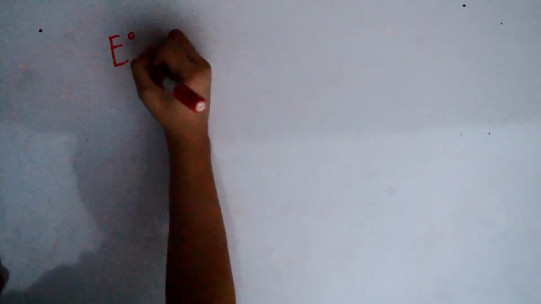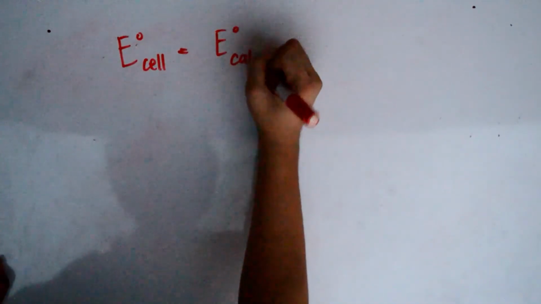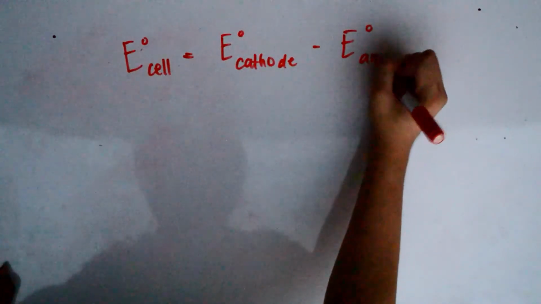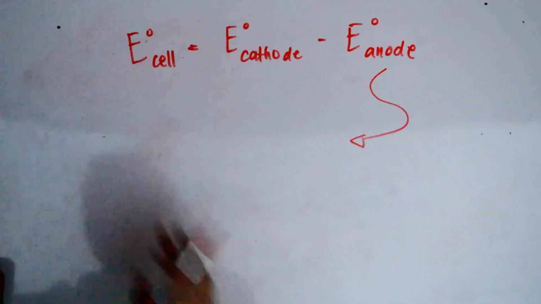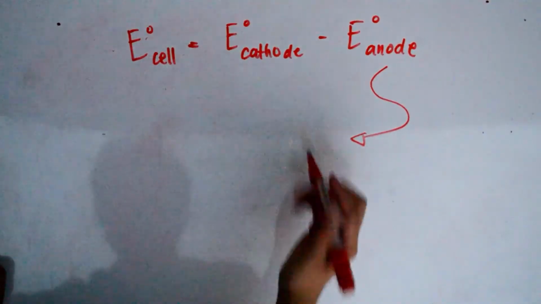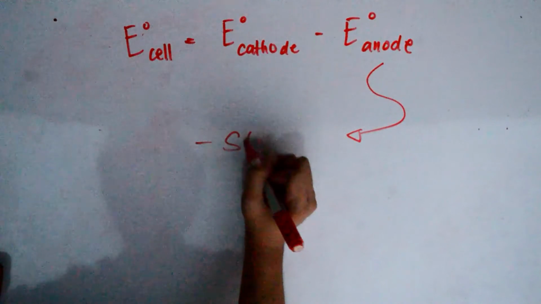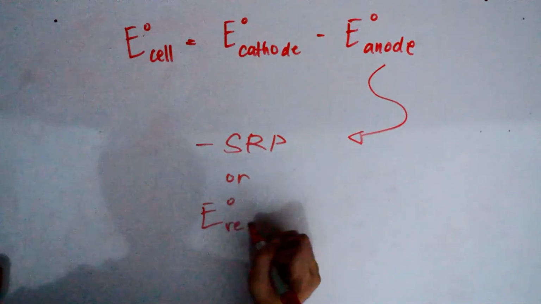Now that we're familiar with the E0 reduction, I will now introduce the E0 cell. The E0 cell is equivalent to the E0 of the cathode less the E0 of the anode. One, however, must be careful with the E0 of the anode, as if it has a lower SRP, it will be flipped. It will become the negative of its SRP, or its E0 reduction.